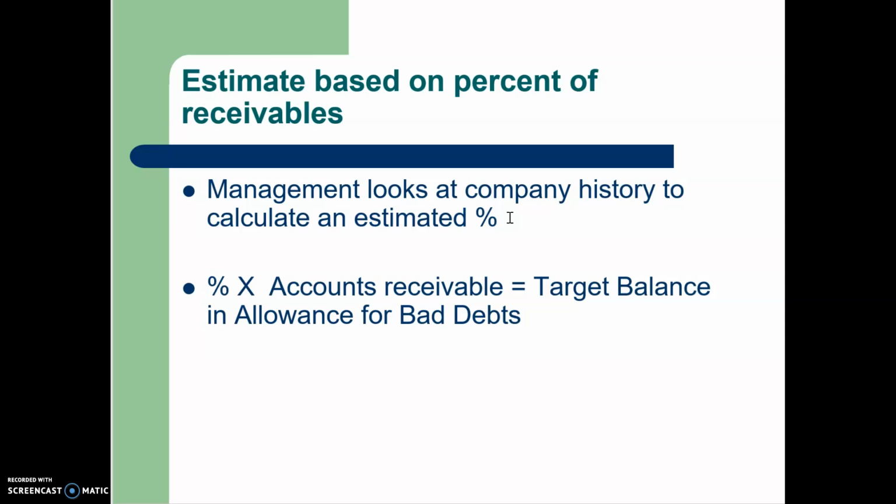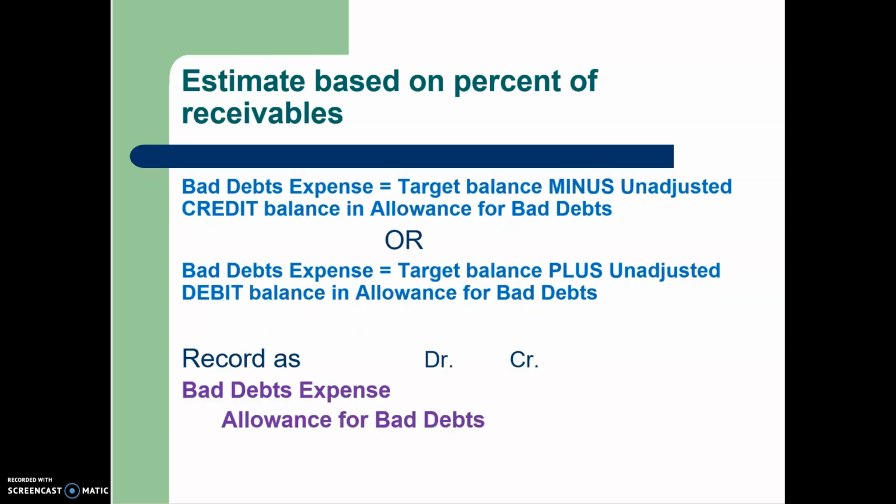And again, we'll average it, adjust it up or down, right? For our purposes, this estimated percentage is going to be given to us. And we'll take that percentage, multiply it by the amount of our accounts receivable, and that's going to give us the target balance in the allowance for bad debts. So that's the amount that we want to have as an ending balance in the allowance for bad debts, and we have to make our adjusting entry to get us to that target balance.